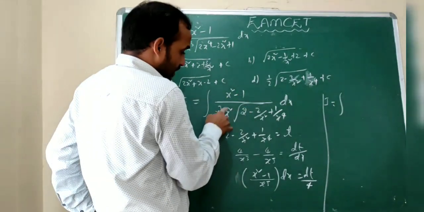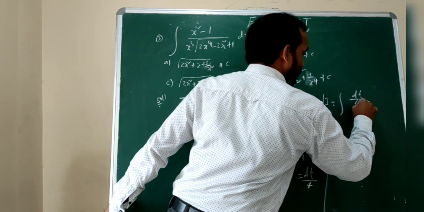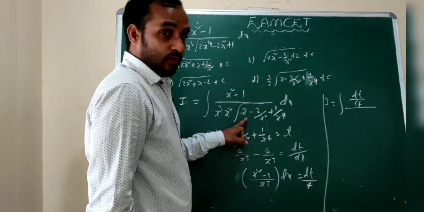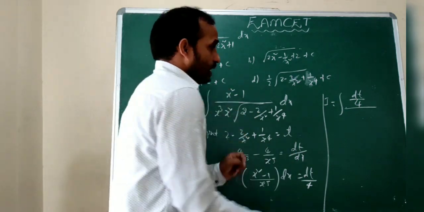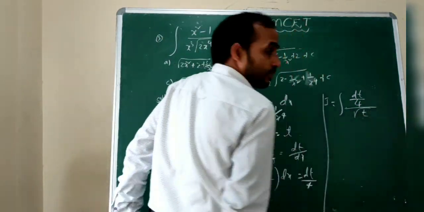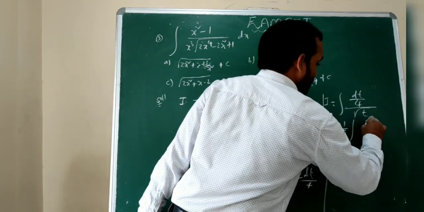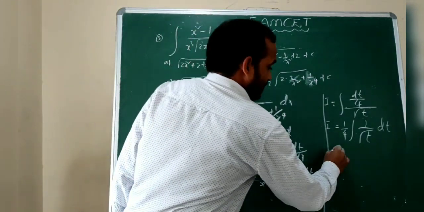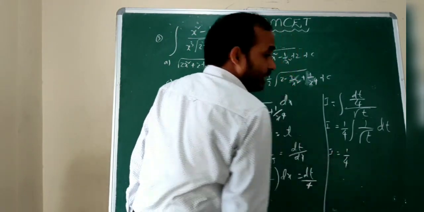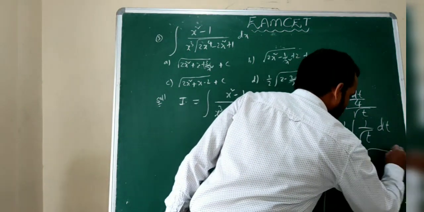x square minus 1 by x to the power of 5 into dx means dt by 4. Here dt by 4 divided by, what is that? Root 2t, because there is a t, so that means under root t. So I is equal to 1 by 4 outside, integration of 1 by under root of t into dt. So I is equal to 1 by 4 integration of 1 by root t, 2 root t. So that means 2 into root t.